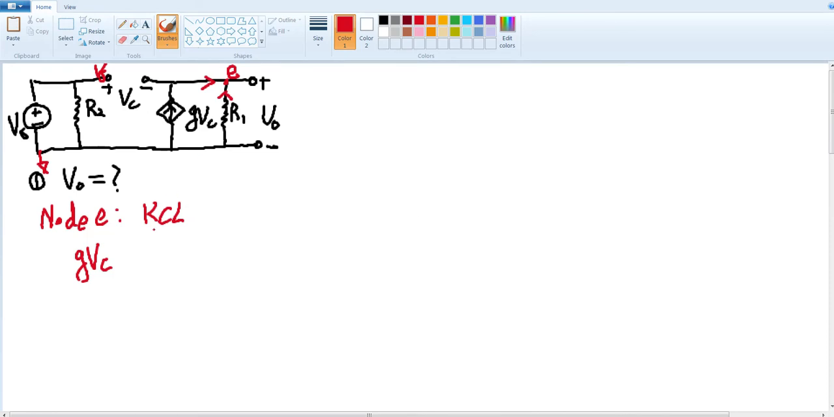So we know this current can be calculated as 0, which is ground, minus E divided by R1, which describes current that goes through R1. Of course, there will also be current going from right and toward this direction, because in this case, it's open circuit for VO. So actually, there is no current going to the node from this direction. So now we get GVC plus 0 minus E divided by R1 is equal to 0.